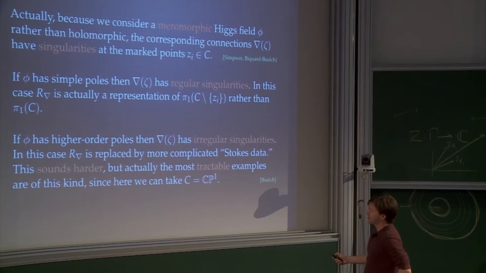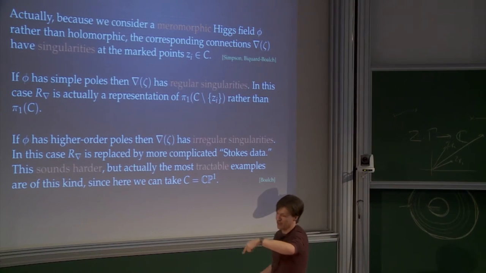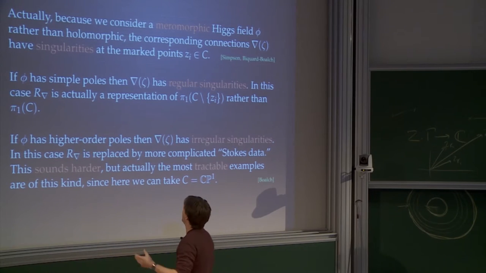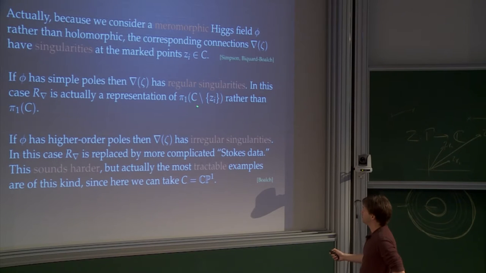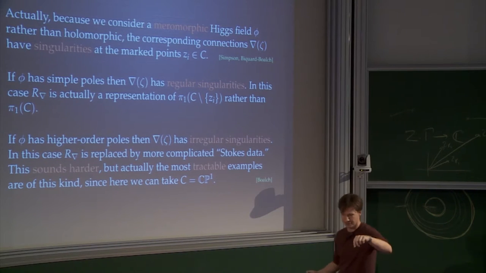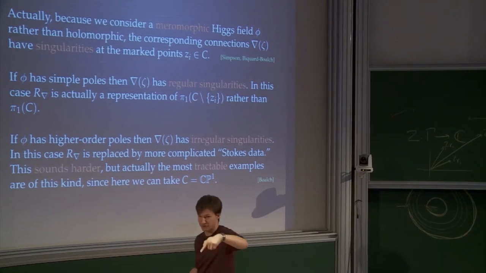So if the Higgs field has just simple poles, then each member of this family of connections will be a connection with regular singularities. And so in that case, we encounter a representation not of pi 1 of the original curve, but rather pi 1 of the curve with these points deleted. So there's monodromy around those singularities.